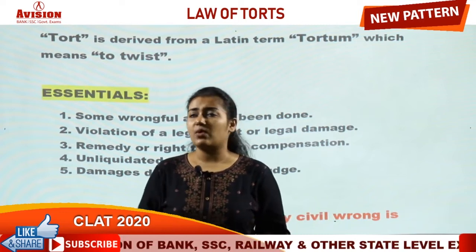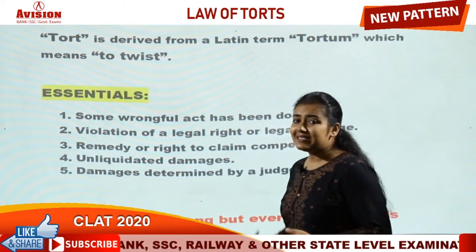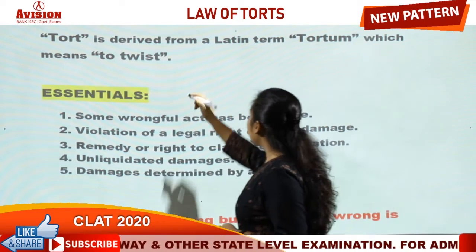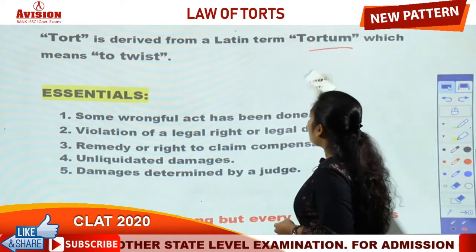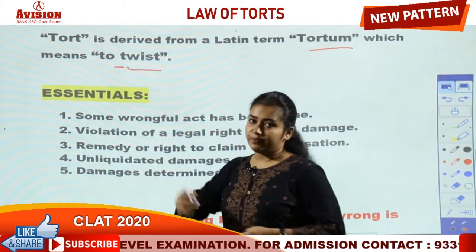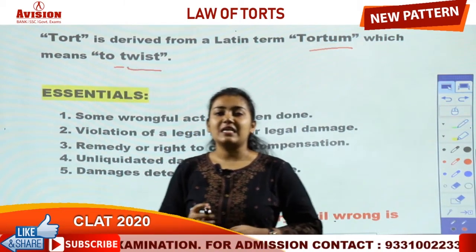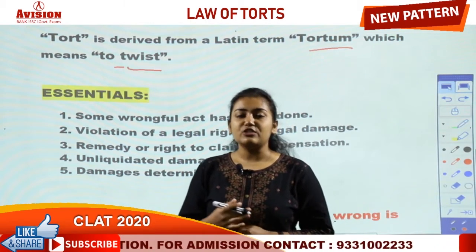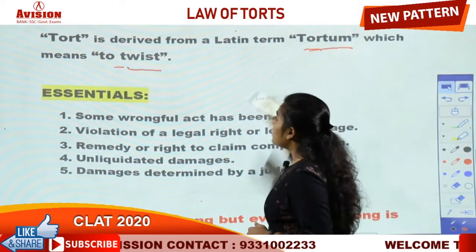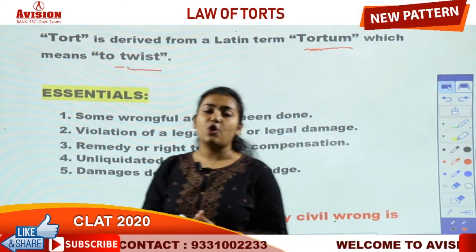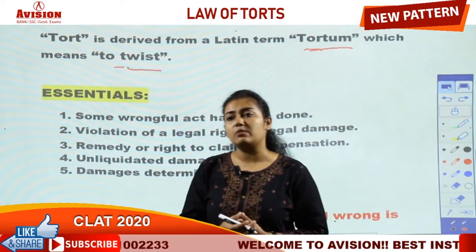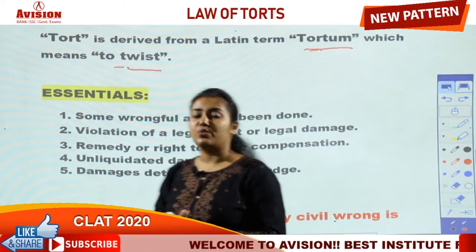So, let us see what is first. Let us take an intro of tort. Tort is derived from a Latin term tortum, which means to twist. So, what is tort? Tort is nothing straight. It is not a straight thing. It means tortum, which means to twist. So, tort is basically a Latin term. It has come from a Latin term tortum, which means to twist.